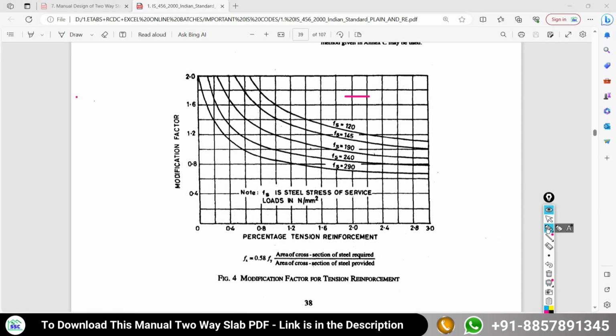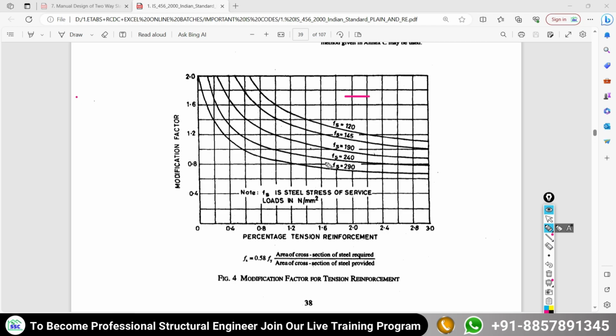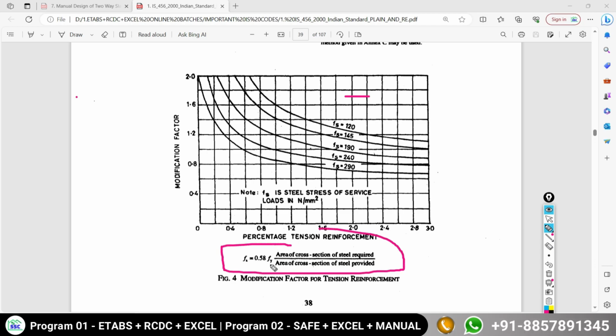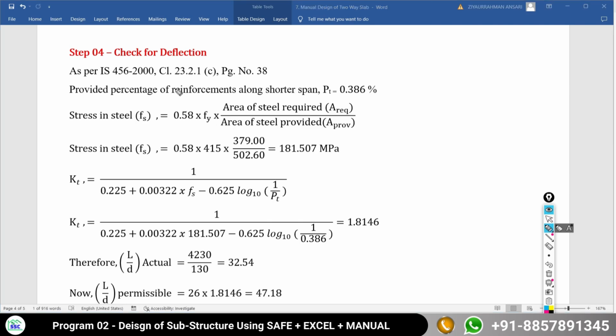Now stress in steel, look at your IS 456. On this page number 38, modification factor for the tension reinforcement, for the main reinforcement. So first we need to calculate the fs, stress in your reinforcement. The formula for the stress is given here: 0.58 multiplied by yield strength of steel multiplied by area of reinforcement required divided by area of reinforcement provided for the considered direction. Here in the calculation we are considering the design span as the shorter span. So along the shorter span the percentage of reinforcement is 0.38.